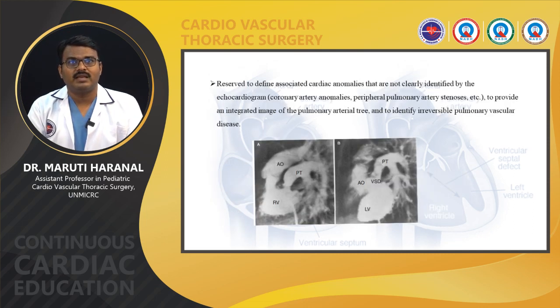It is mainly reserved to define associated cardiac anomalies that are not clearly identified by the echocardiography, such as coronary artery anomalies, peripheral pulmonary artery stenosis, etc., to provide an integrated image of the pulmonary arteries and to define irreversible pulmonary vascular diseases. As you can see in the diagram, it is a cardiac catheterization of a patient with DORV, where you can see bilateral conus and the VSD is next to the pulmonary artery, which is classically seen in patients with Taussig-Bing variant.